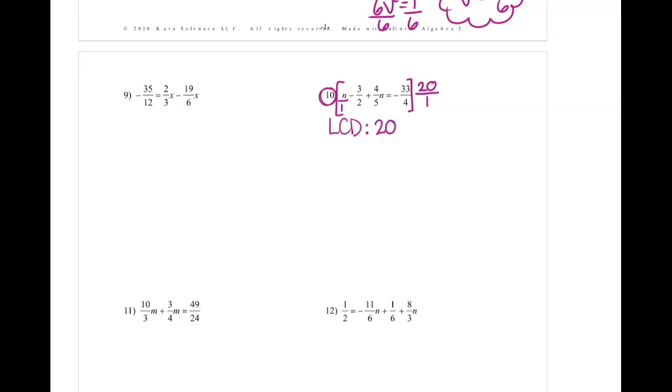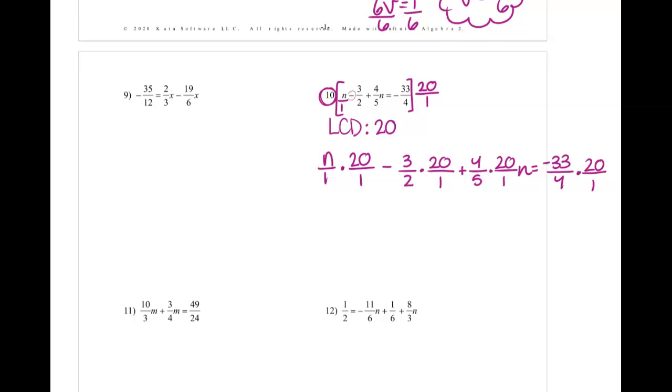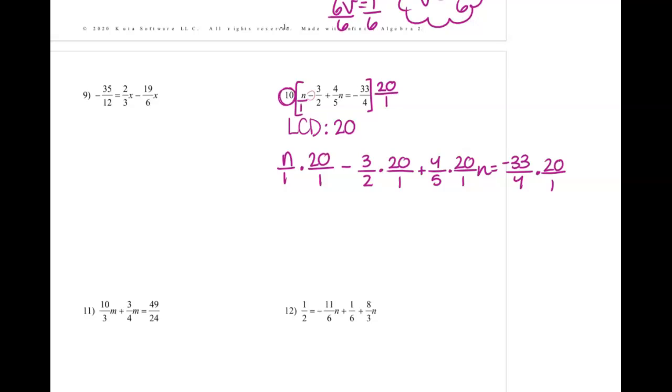So let's start with our n over 1 times 20 over 1. Then we have minus, this is kind of watching for the details, don't forget the minus, 3/2 times 20 over 1 plus 4/5 times 20 over 1, and we have our n, equals negative 33 over 4 times 20 over 1. Ugh, it looks so ugly, but now we get to simplify.